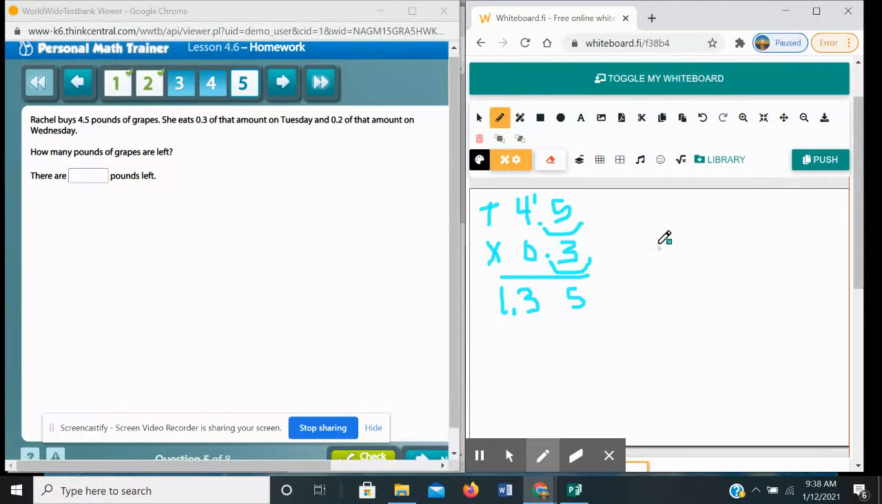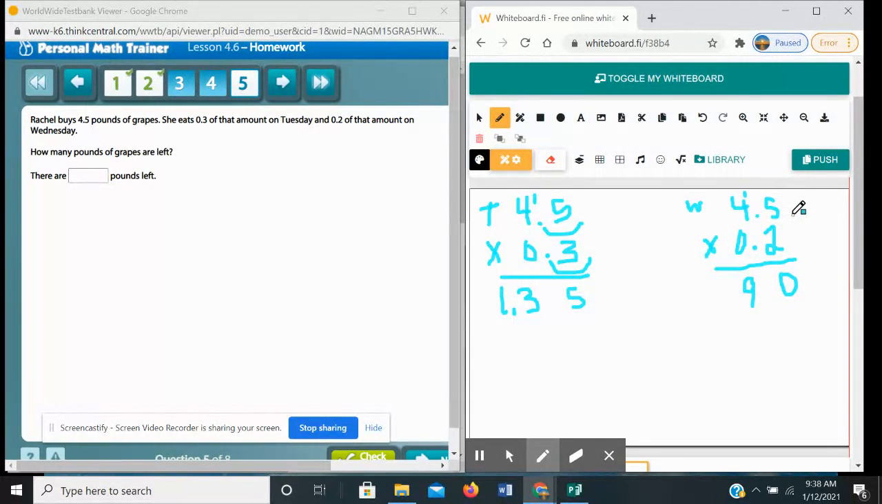Let's do the same thing for Wednesday. Here's my Wednesday. Again, she has 4 and 5/10 of those grapes, and she eats on Wednesday 2/10 of that. And it says of, so I'm going to be multiplying. 2 times 5 is 10. Regroup. That's going to bring me to 9. Again, the rest will be all zeros.